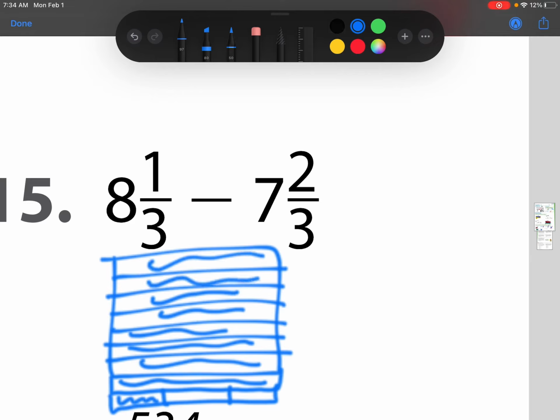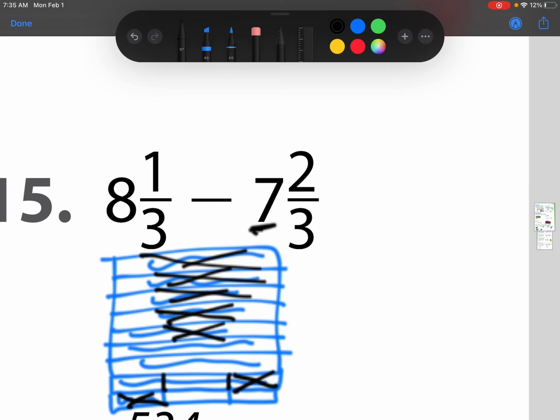And now we're taking away 2/3. Now we can't do that because we only have 1/3 here to take away. So we have to regroup one of these. Now I can take away those 2/3. And we're also taking away 7 holes. So that's 1, 2, 3, 4, 5, 6, 7. Whoa, look, we're only left with this. We're only left with 2/3.